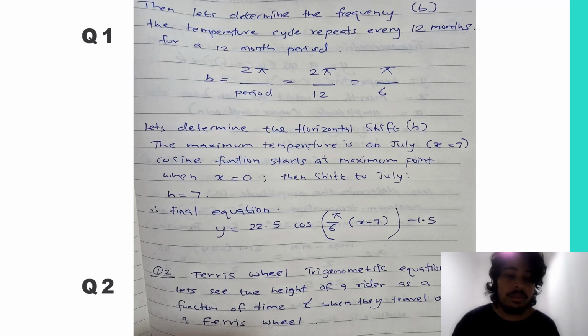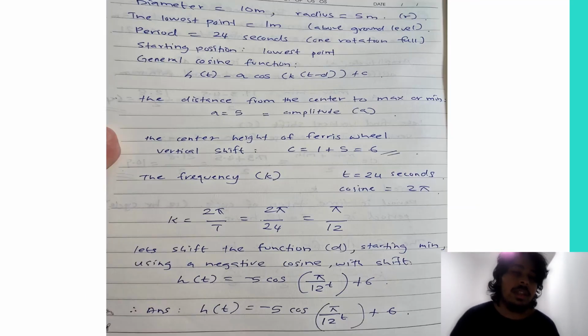Question 2 is the Ferris wheel trigonometric equation. Let's see the height of a rider as a function of time when they travel on a Ferris wheel. The diameter is 10 meters, the radius is 5 meters. The lowest point is 1 meter above ground level. The period is 24 seconds, which is for one full rotation. The starting position is the lowest point, and the general cosine function is as follows.